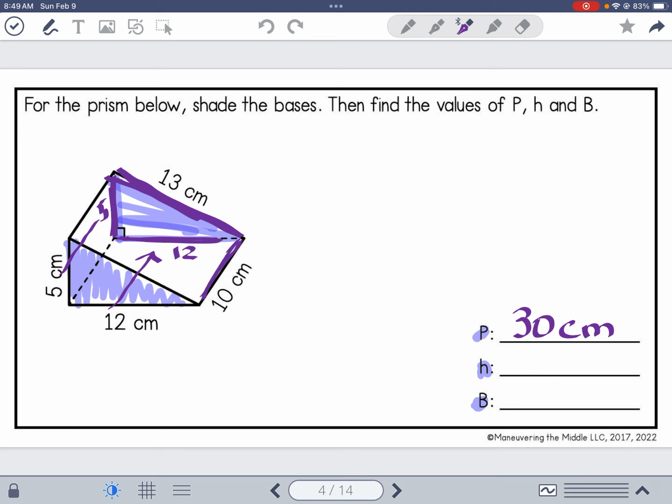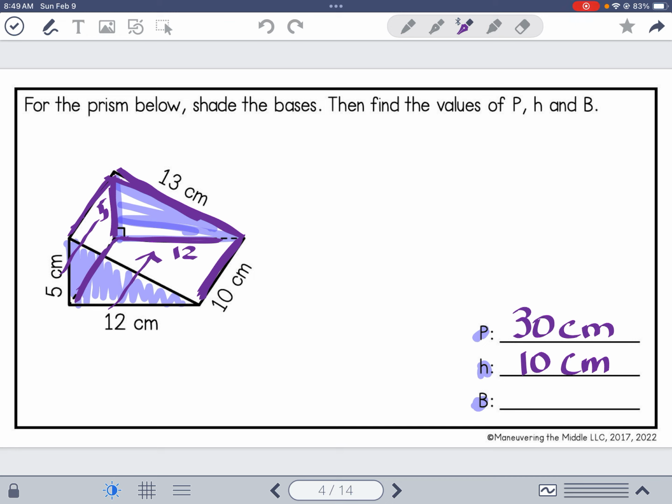Now the distance between my 2 bases is right here, and that distance is 10 centimeters. If we do the upfront first, then all you have to do is plug in your formulas when we're ready for it. But right now we're just practicing finding P, H, and B.